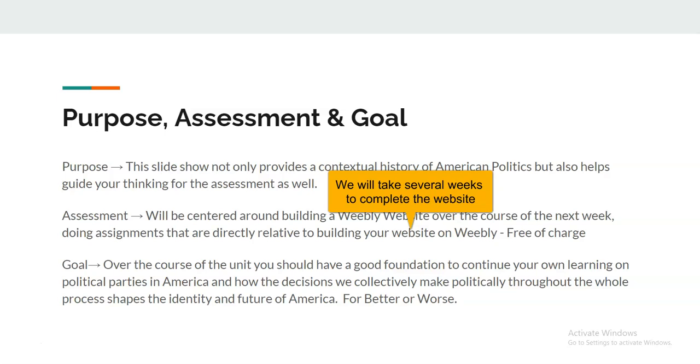The goal is that over the course of the unit, you should have a good foundation to continue your own learning on political parties in America and how the decisions we collectively make politically throughout the whole process shape the identity and future of America, for better or worse.